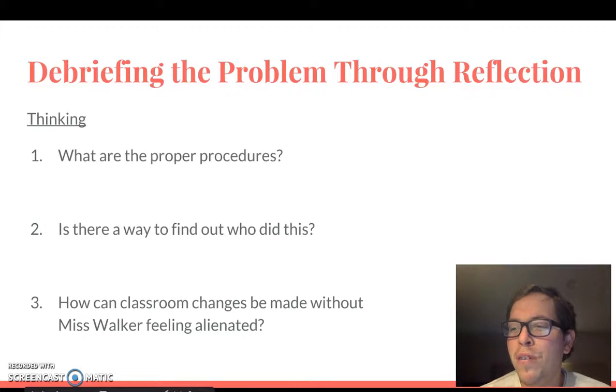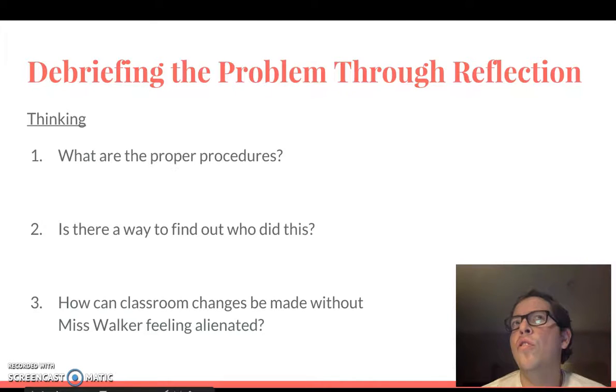Do we go through our technology committee to try and find out if it was done on a school computer? Do we just interview students who think they know who did it? How do we ultimately solve this problem? And hopefully, at the district level, we can figure out a way to go. And lastly, how can the classroom changes be made without Miss Walker feeling alienated?